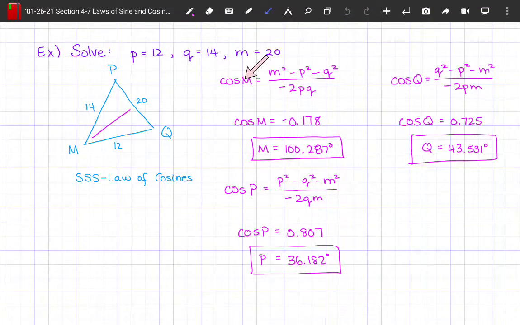To find cosine of M, it's going to be little m squared. These have to match. Subtract off the other two sides, divide by the other two sides. Same thing for cosine P. Start with little p, subtract off the other two sides, divide by the other two sides. As for cosine Q, we're going to start with little q, and then subtract the other two sides and divide by the other two sides.